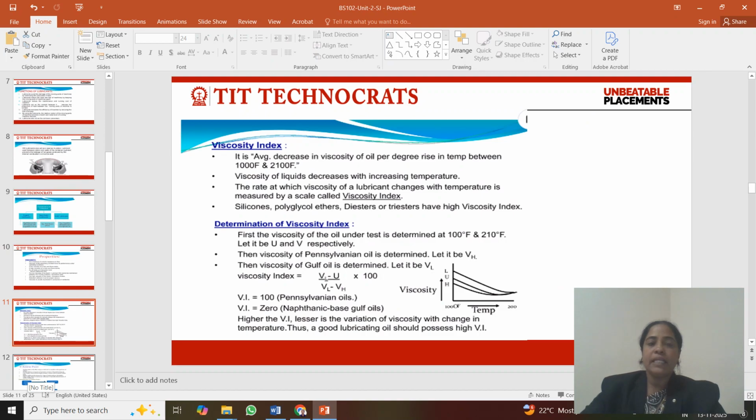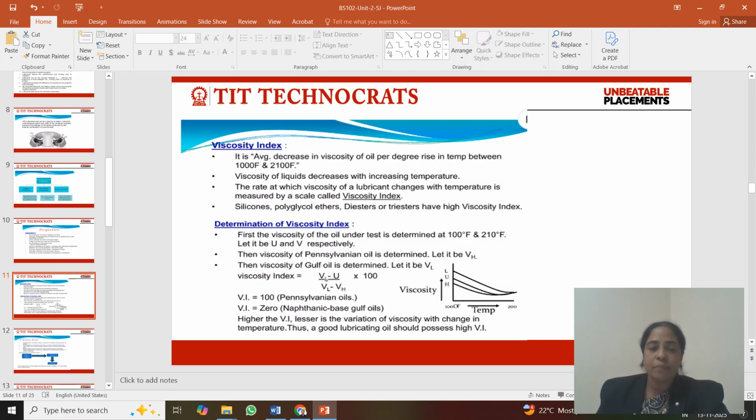Now, the mathematical expression of viscosity is given with the help of viscosity index. Viscosity index is basically defined as the rate at which the viscosity of a lubricant changes with respect to temperature, measured by a scale known as viscosity index, and it is mathematically expressed by the formula (L minus U) upon (L minus H) multiplied by 100, where the terms L and H represent the viscosity of high viscous oil.